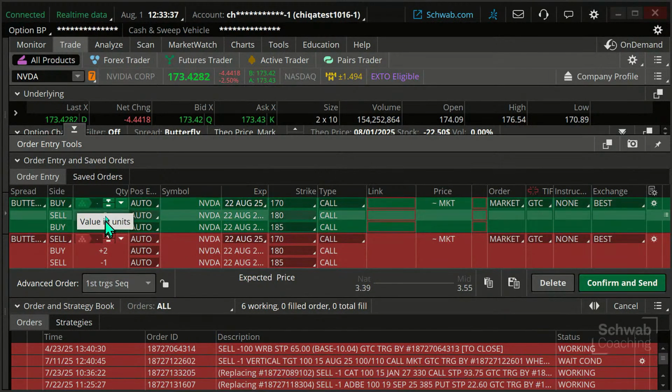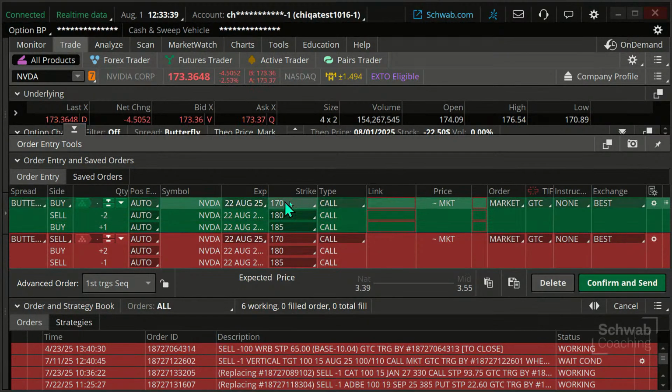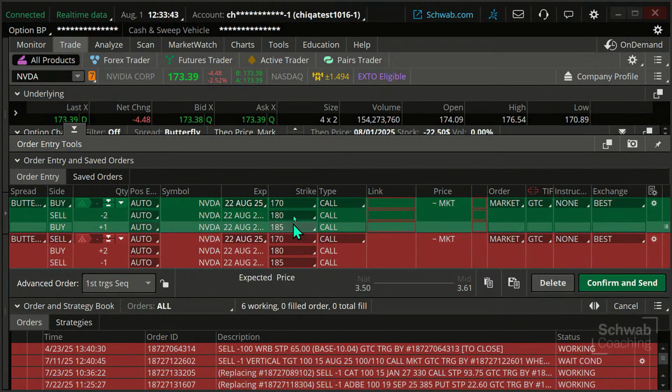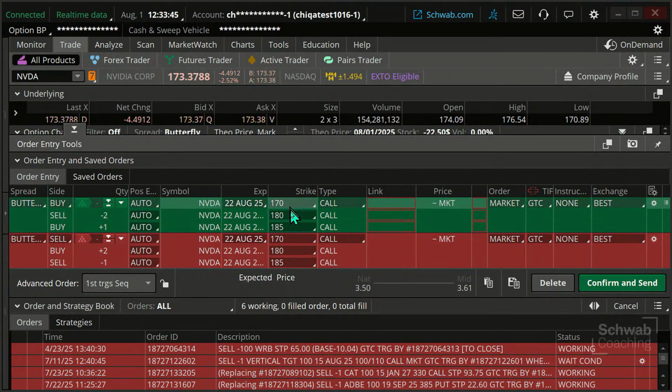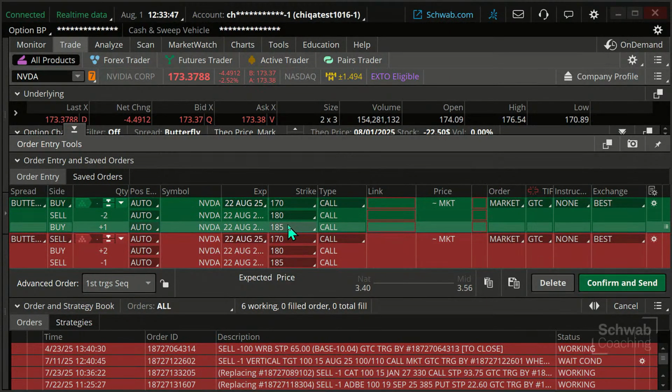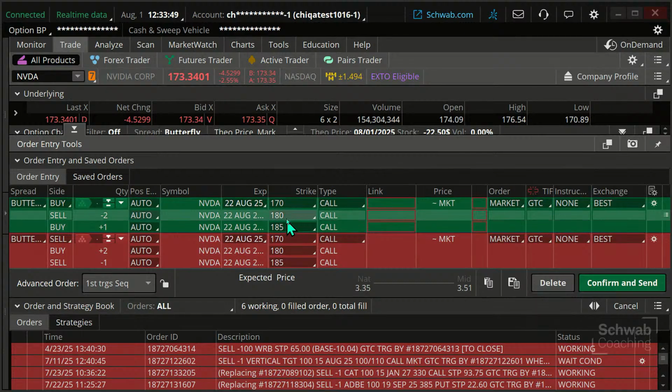That's a butterfly spread. I did it unbalanced. In other words, the difference between the strikes is different. They're not equidistant. And there you go. Now, you could do some multiple of that. We could do 2, 4, 2, or 3, 6, 3 in terms of strikes. There. You can also play with this.